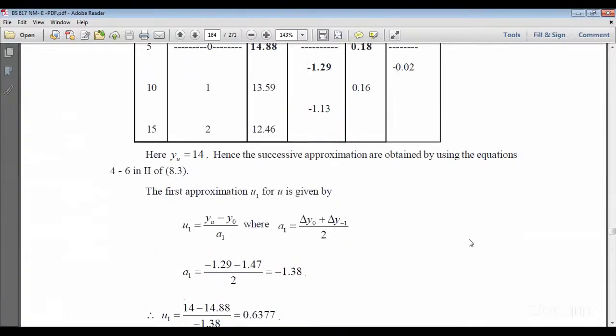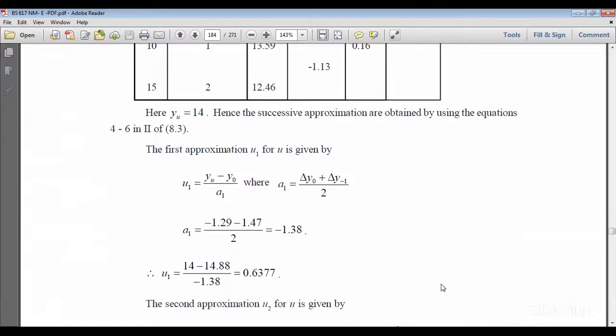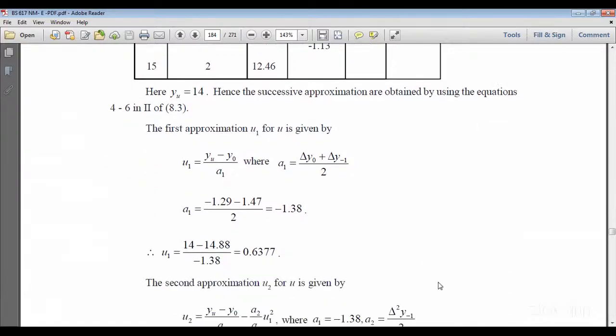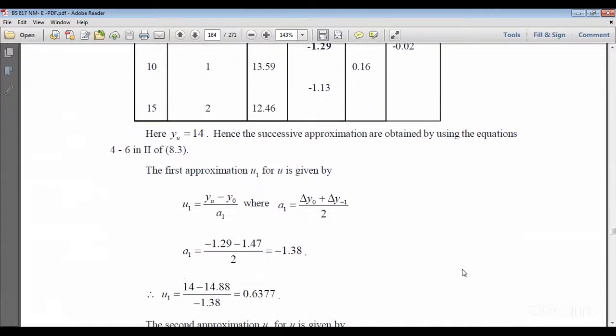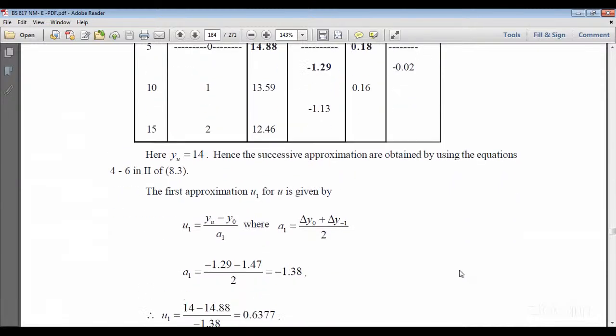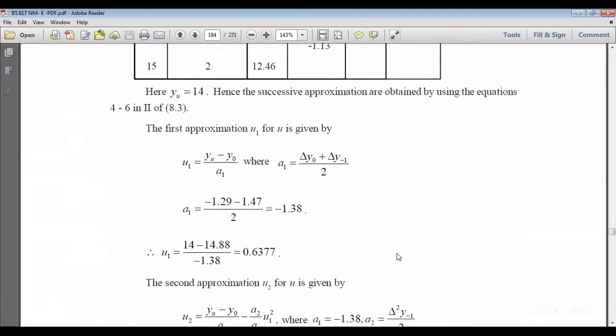Y is equal to 14. Hence the successive approximation is obtained by using the equations. The first approximation u is given by (yu minus y0) by a1, where a1 is equal to delta y0 plus delta y minus 1 by 2, that is minus 1.29 plus minus 1.47 by 2, which gives minus 1.38. So u1 is equal to (14 minus 14.88) by minus 1.38, which is 0.6377.